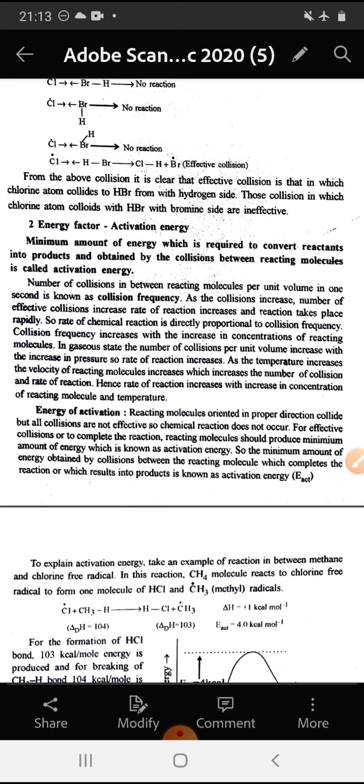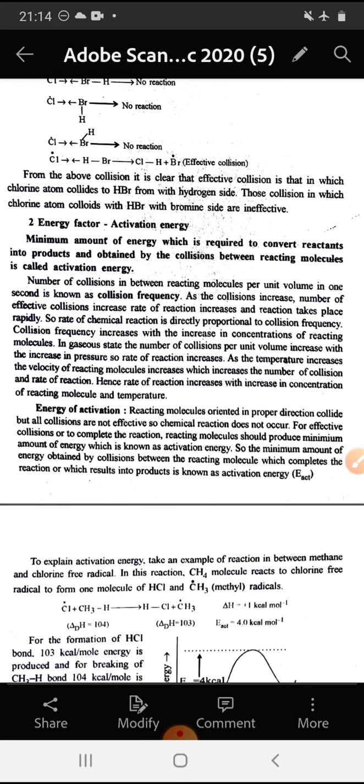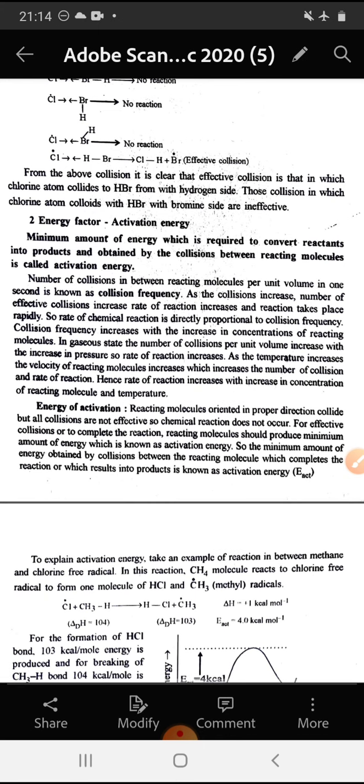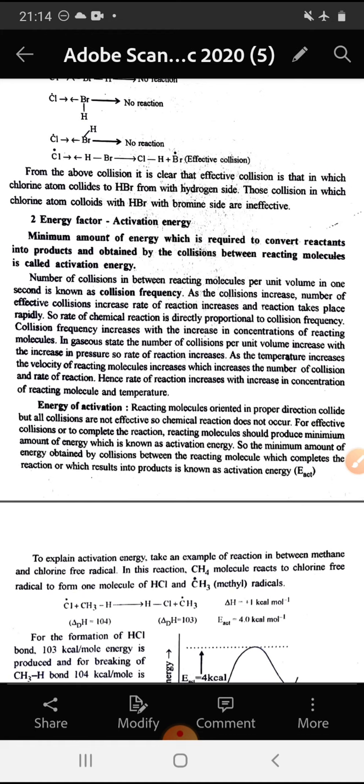Collision frequency increases with the increase in concentration of reacting molecules. In gaseous state, the number of collisions per unit volume increases with the increase in pressure, so the rate of the reaction increases. As the temperature increases, the velocity of the reacting molecules increases, which increases the number of collisions and also the rate of the reaction. Hence, rate of the reaction increases with increase in concentration of reacting molecules and also with temperature.